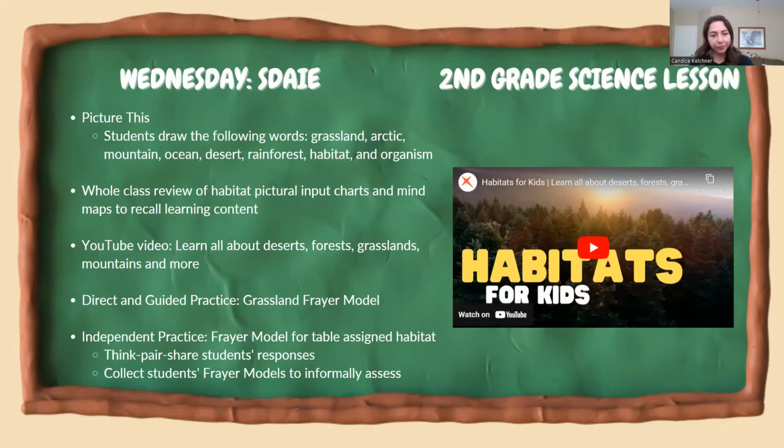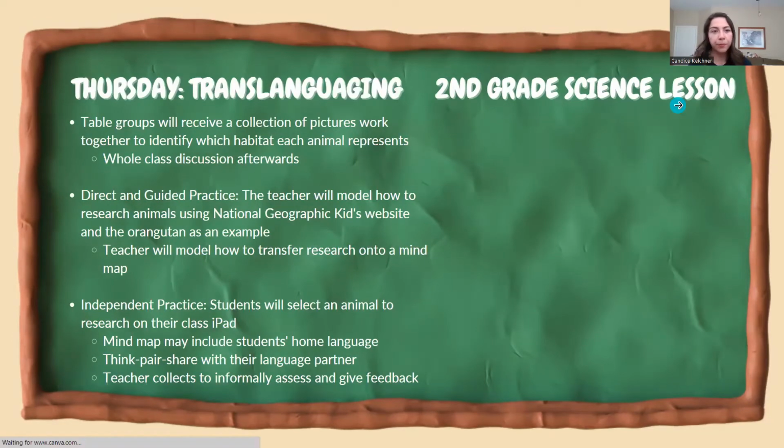Students will then, for independent practice, student table groups will be assigned a habitat, and for that assignment, students will individually work to create a Frayer model for it. Students, once they're done, will think, pair, share with a partner about what they put on their habitat Frayer model, and then the teacher will collect these at the end of class.